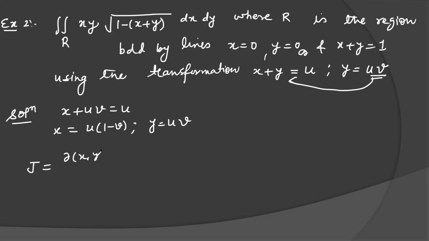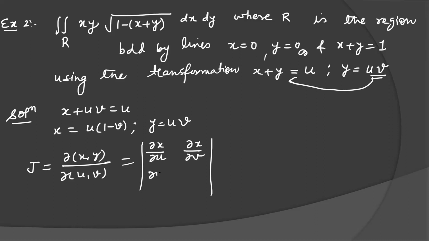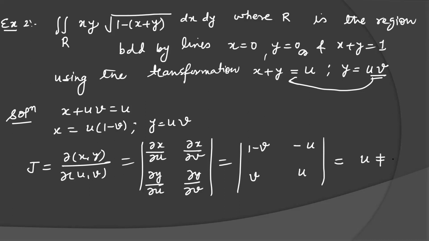That will be del(x,y) over del(u,v), and it will be equal to the determinant of del x over del u, del x over del v, del y over del u, del y over del v. So del x over del u is 1 minus v, del x over del v is minus u, del y over del u is v, del y over del v is u. If you calculate it, you will get u, and I'm assuming that u is not equal to 0. So this is our Jacobian here.